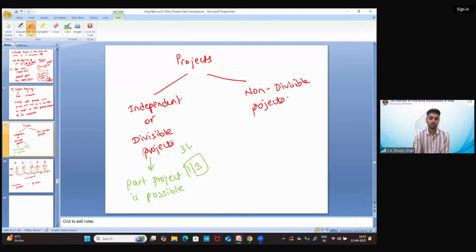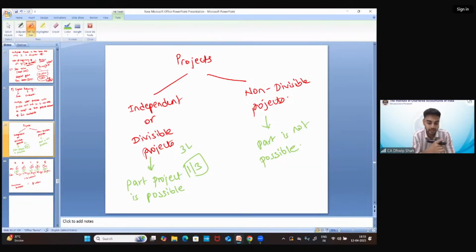Are you following this? So that means part project is possible. If you take the entire project, you have to invest 3 lakh. But you just have funds of 1 lakh, then take 1/3 of the project. Invest only 1/3 in the project. That is, a part project is possible. And non-divisible project means part is not possible. It means if you want to take a project, then take it entirely. Otherwise, don't take it. Are you following?